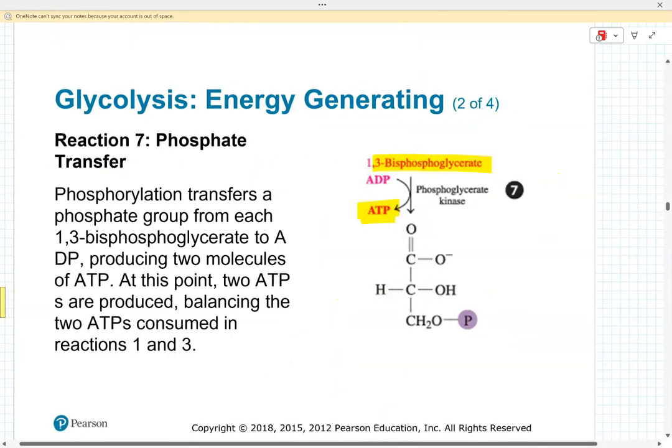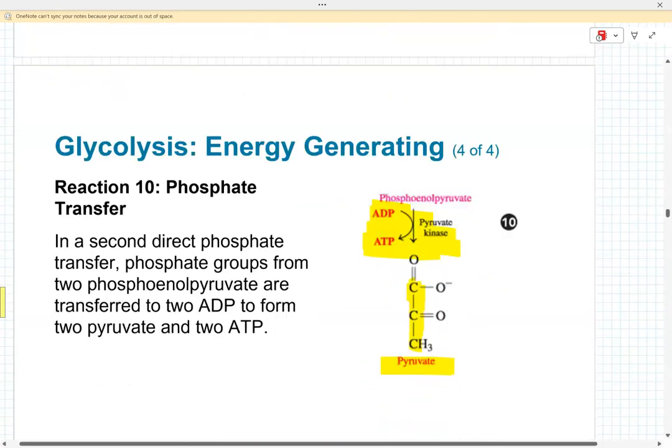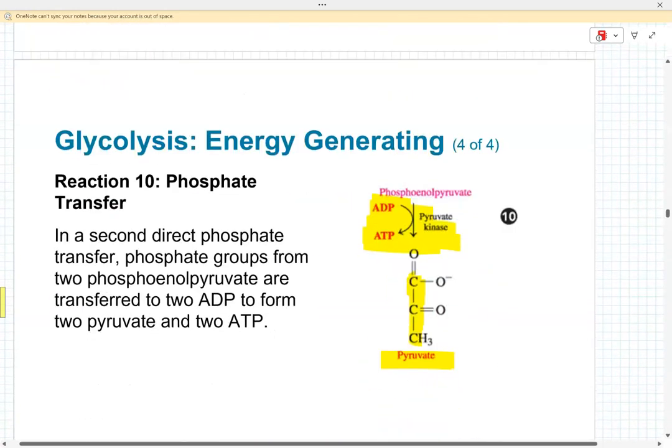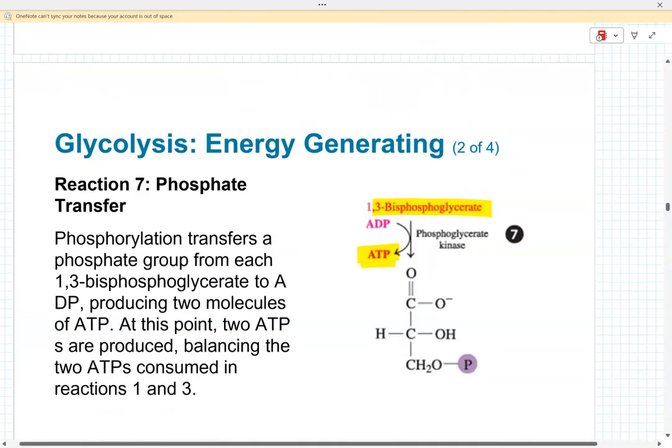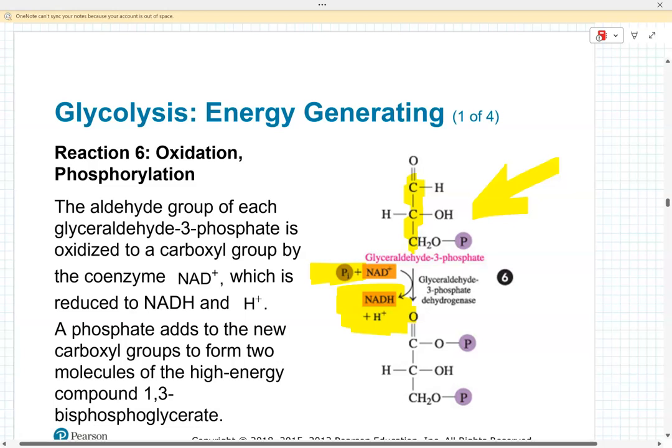Keep counting. How many ATPs do we generate in this reaction? 1. These 2 reactions, how many ATPs do they give us? 2. These 2 ATPs are generated per 1 molecule of glyceraldehyde 3-phosphate. Do you agree with me? So 2 ATPs per 1 glyceraldehyde 3-phosphate. How many ATPs are we going to get for 2 glyceraldehyde 3-phosphates? 4.